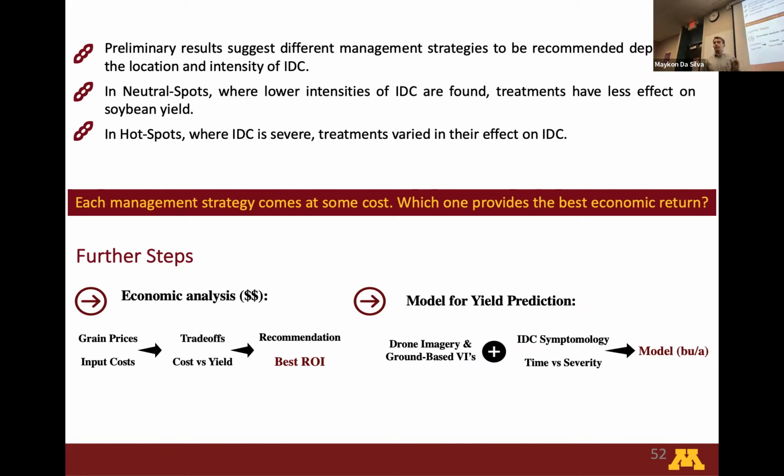So we saw that we can manage IDC with varieties, with seeding rates, and with iron chelates. But each of these management strategies comes at some cost. Which one provides the best economic return? That's what we'll be working on next. Relating grain prices and input costs into our analysis will enable us to provide farmers with recommendations based on what really matters at the end of the season: profitability, return on investment.